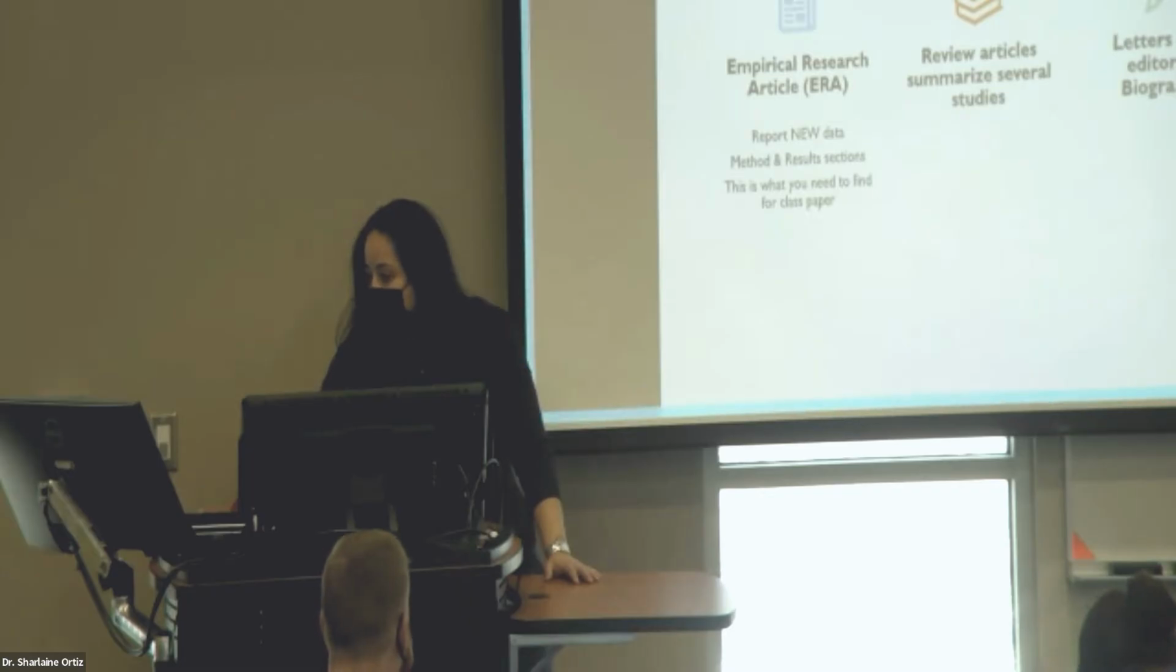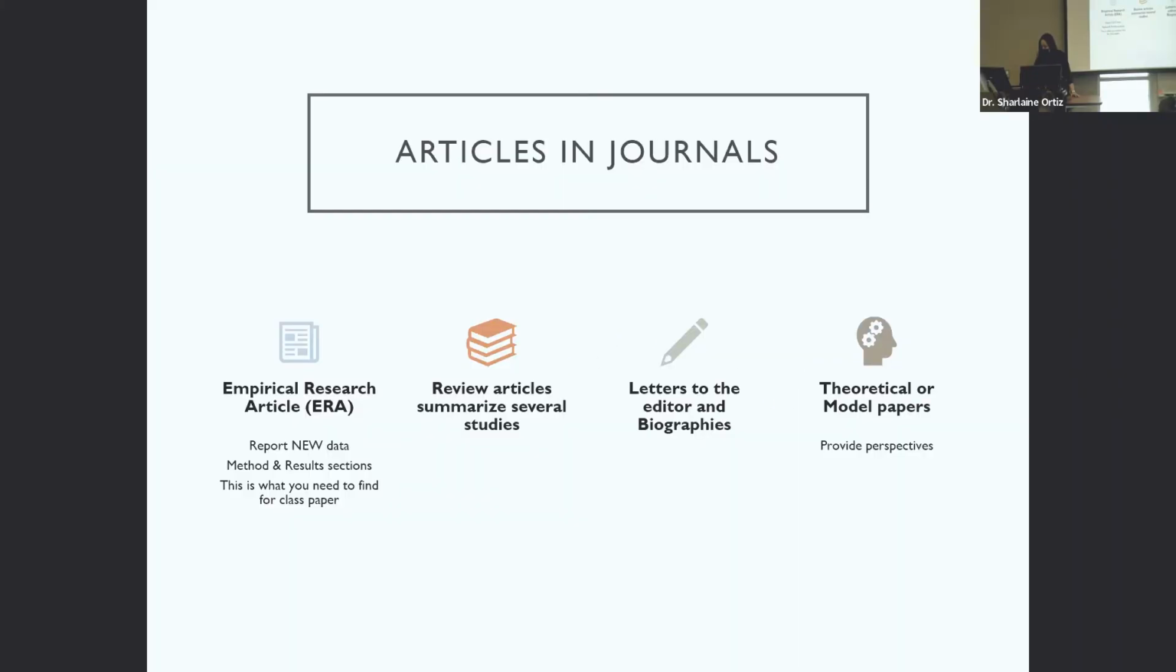Now, when we were referring to research articles, we do have different types. We do have different categories of journals. The first category that I want to talk about is the empirical research article.